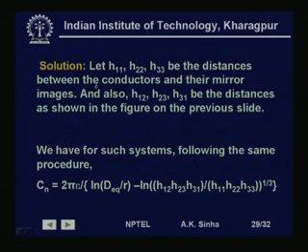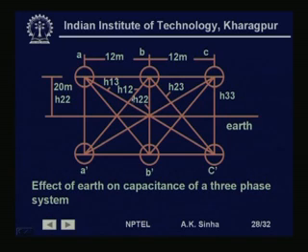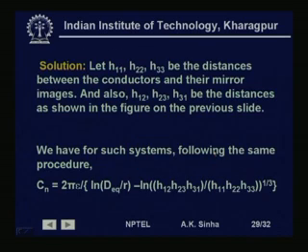So, H11, H22, H33 is the distance between the conductors and their mirror images, that is H11, from this conductor A to A dash, the image conductor. This will be 40 meters. Similarly, B dash will be 40 meters and C dash will be 40 meters. And Hij, as we have said, is the distance shown in the figure.